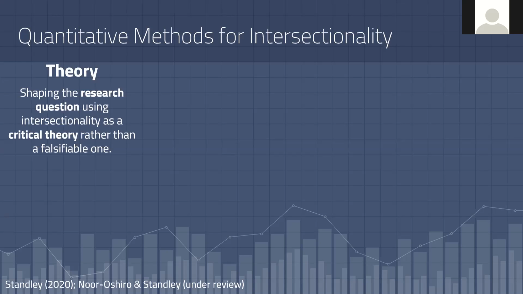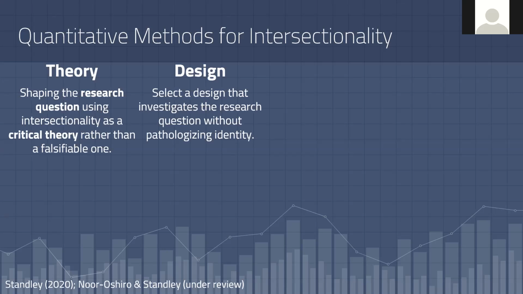Another question might be, how are multiple identities understood through an integrative and multiplicative approach rather than an additive approach to social identity? Next is design. You want to select a research design that investigates the research question without pathologizing identity.